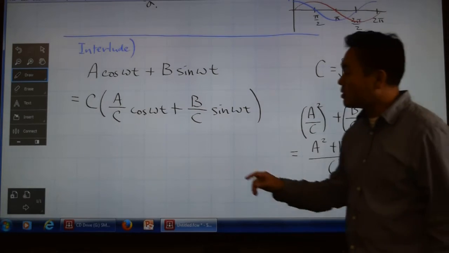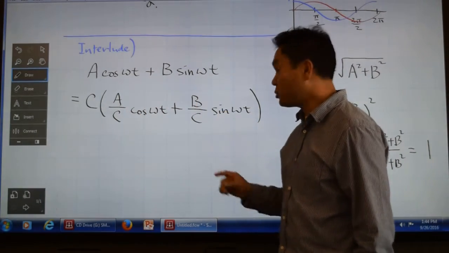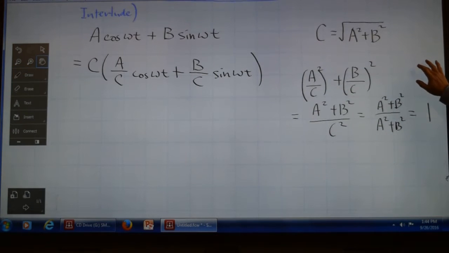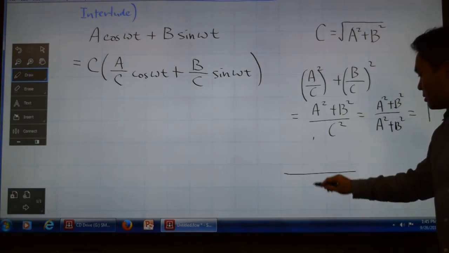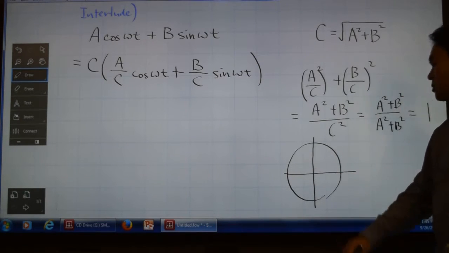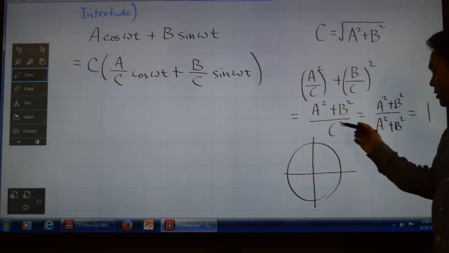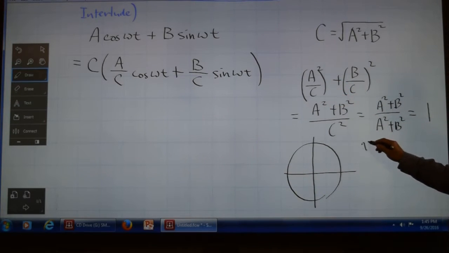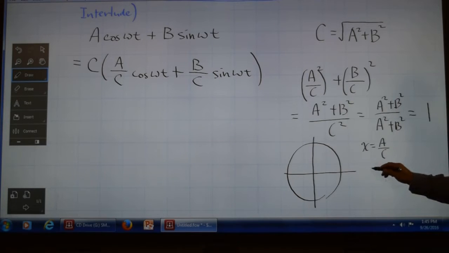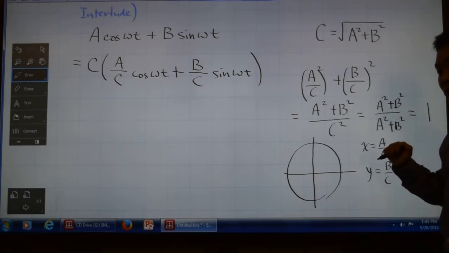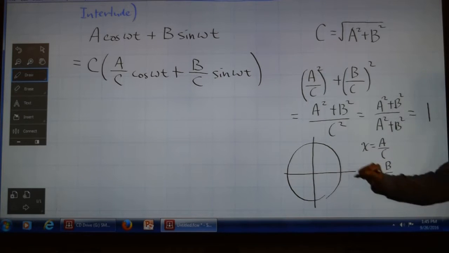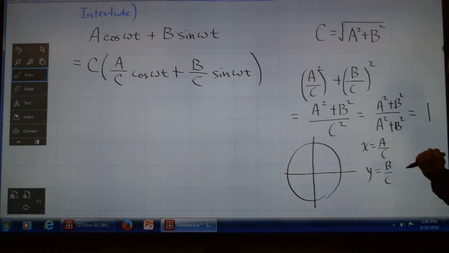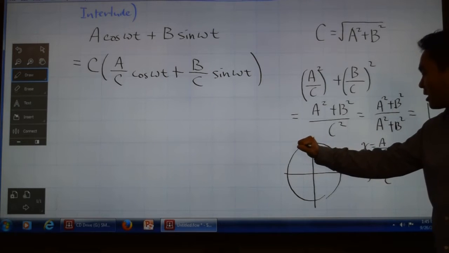It means that this squared plus that squared is 1, which means if you had a unit circle, then, I don't know where these two values are, but if you set x as a over c and y as b over c, that will be a point on this unit circle, whatever. Let's just pick any point. Let's just say it's here.